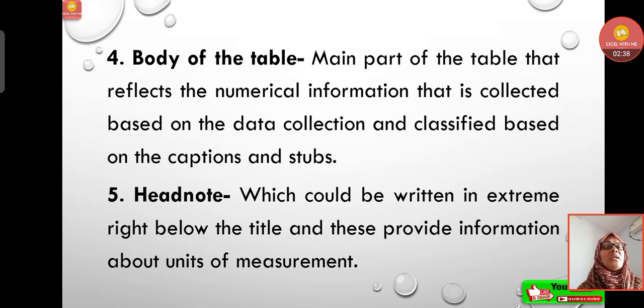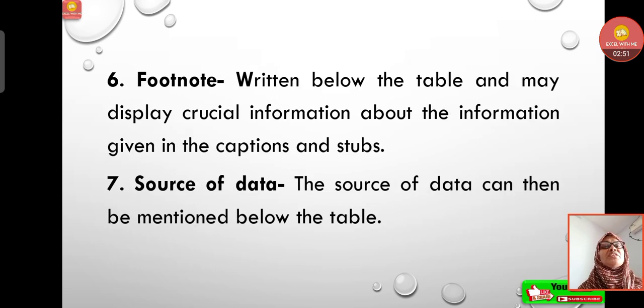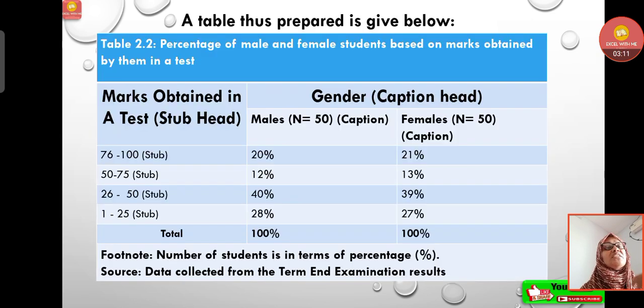Then the head note, the fifth one, which is written at the extreme right below the title, and provides information about units of measurement. I'll show you the table also, you will get a clear idea. Then the sixth one is the footnote, written below the table, which may display crucial information about the captions and stubs, giving clarity about the short, specific headings. Now the source of data can be mentioned below the table, where the data has come from. You can see the picture here.